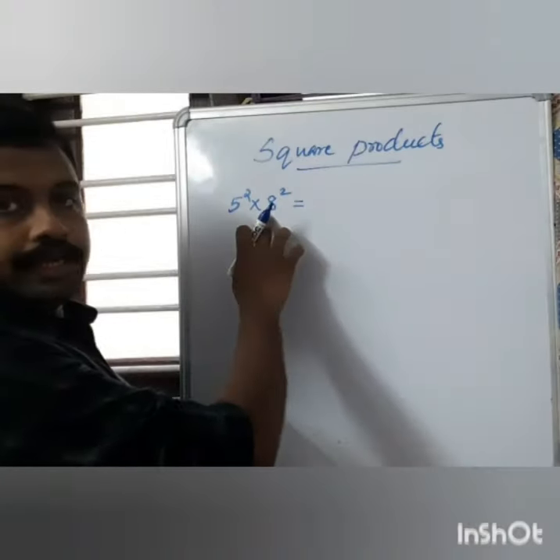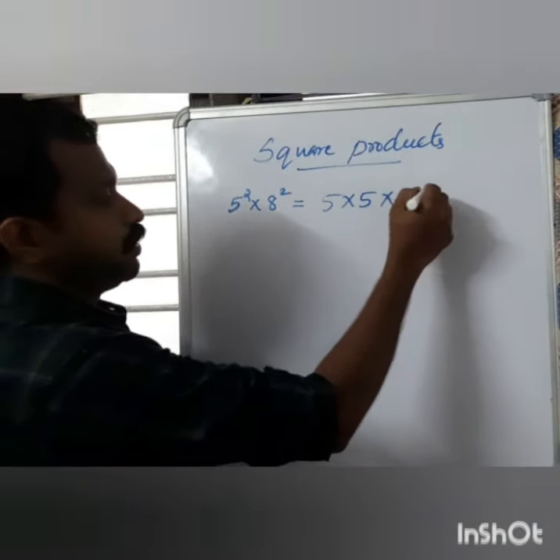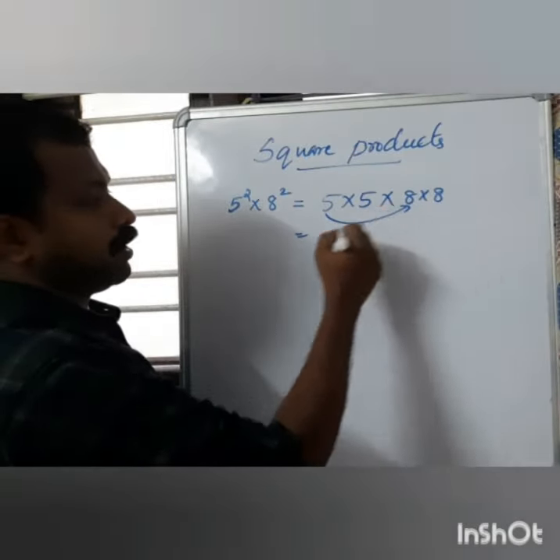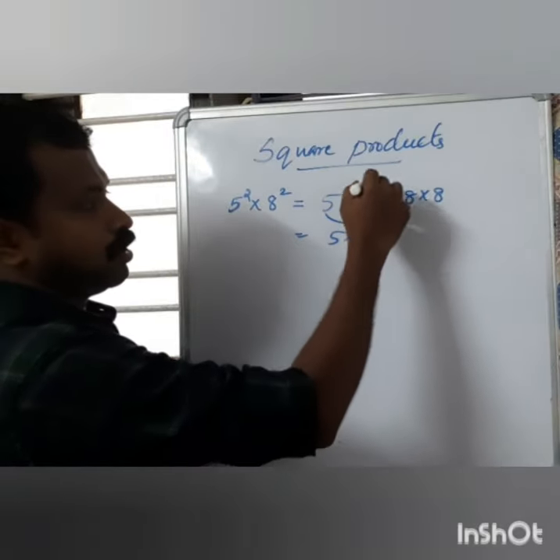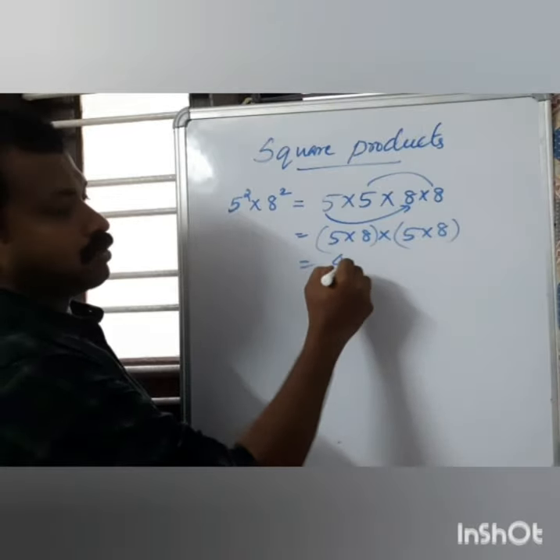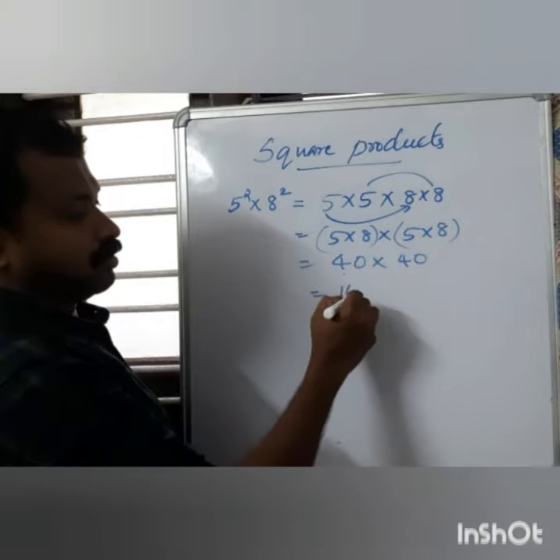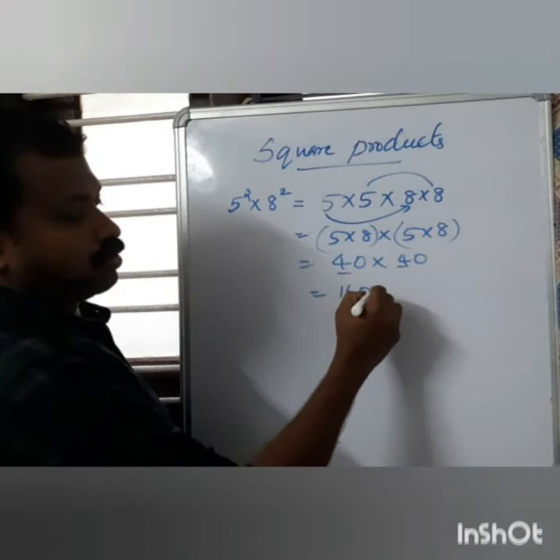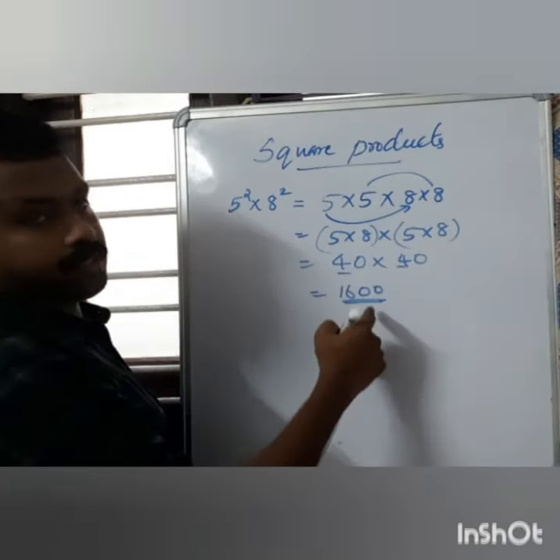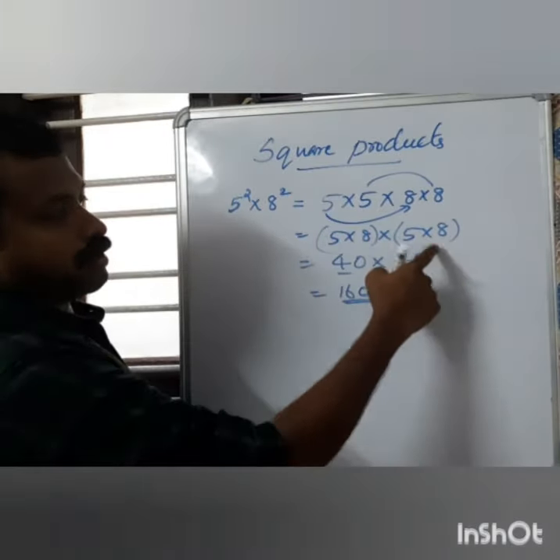5 square into 8 square. 5 square is 5 into 5. 8 square is 8 into 8. So instead of directly multiplying, multiply like this: 5 into 8 into 5 into 8. 5 into 8 is 40. 40 into 40, 4 into 4 is 16, then 2 zeros. So instead of finding directly, we can easily do it like this.